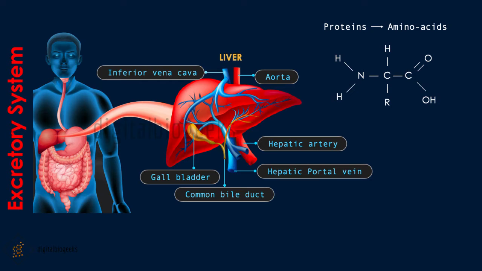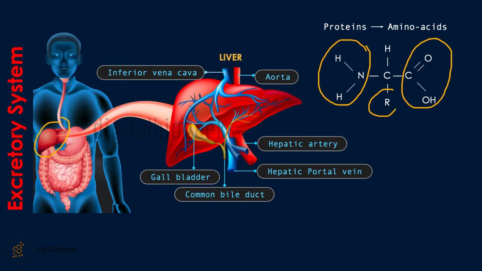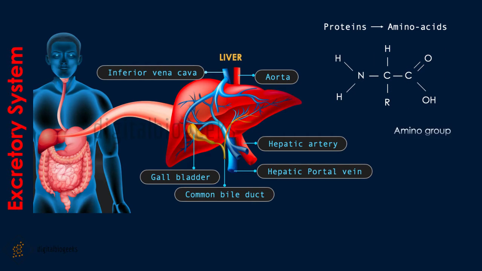This is the chemical formula of an amino acid. This group is the amino group and this is the acid group, and the R group is the side chain of the amino acid. This amino group is separated and converted into ammonia. It is really toxic to our body.